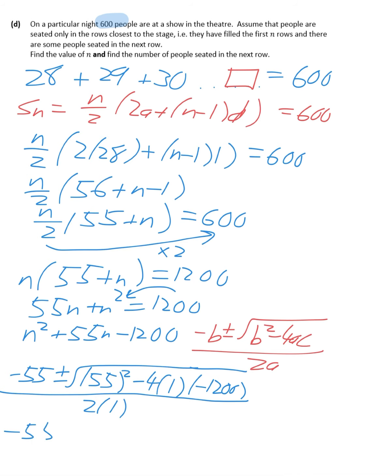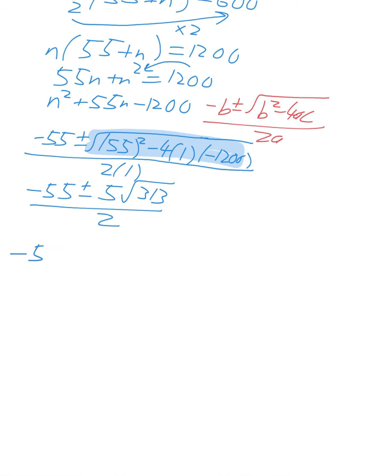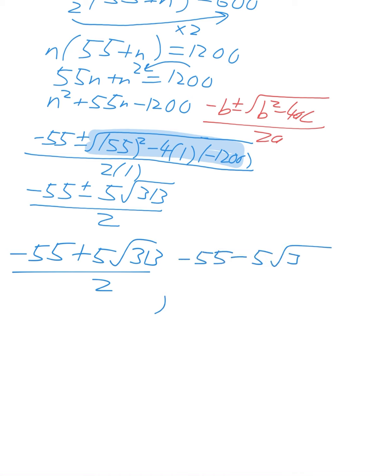So we'll have minus 55 plus or minus. Now all of this will go into your calculator, and that'll be 5 root 313 all over 2. So that means we'll have minus 55 plus 5 root 313 over 2, and minus 55 minus 5 root 313 all over 2. So using our calculators for this, we'll get 16.7 and minus 71.7.